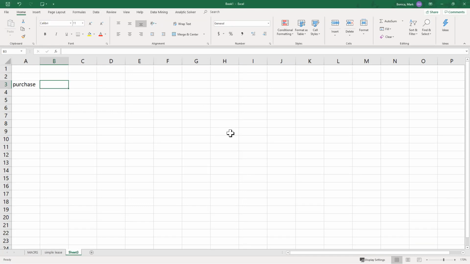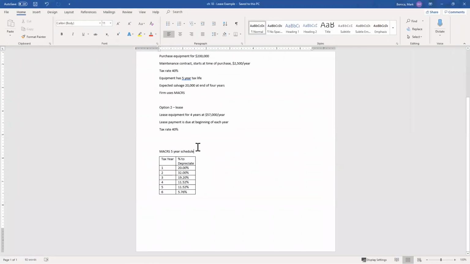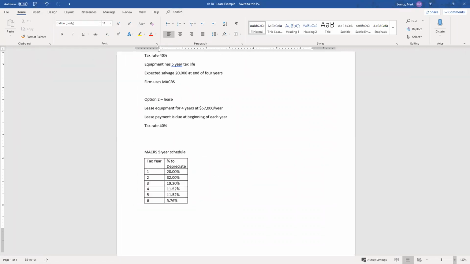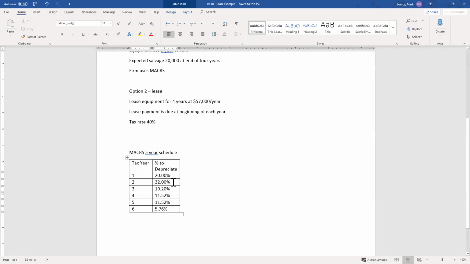We're going to have a tax rate of 40%. The equipment actually has a 5-year tax life with an expected salvage value of $20,000 at the end of 4 years. And the firm uses MACRS, which we've avoided using so far, but I'm going to give you MACRS down here. So if you scroll to the bottom, yeah, there we go. You should be able to see that now. I gave you the MACRS depreciation rate. So we'll work with that in a minute.